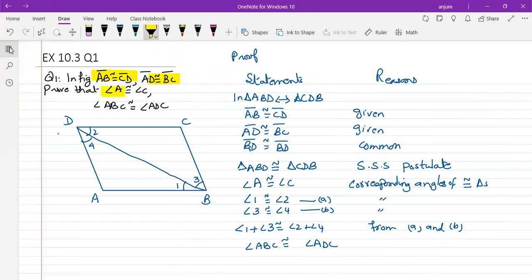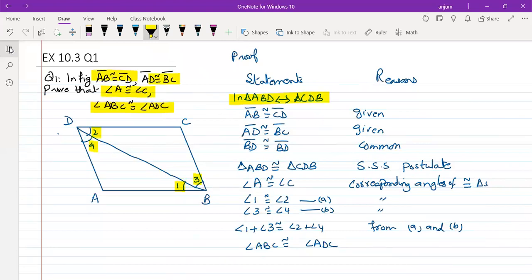And we have to prove that angle A is congruent to angle C and angle ABC is congruent to angle ADC. So it's very simple to prove. We will take the correspondence of two triangles ABD and CDB, and we have named a few angles here: angle 1, angle 2, angle 3, and angle 4.